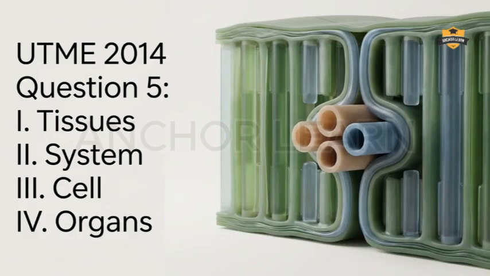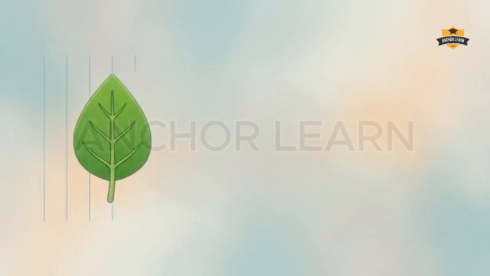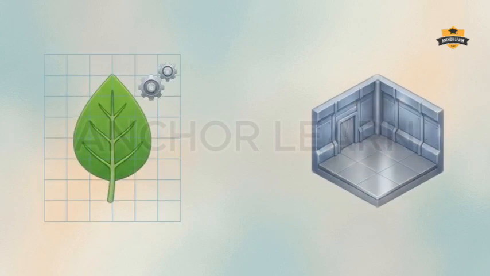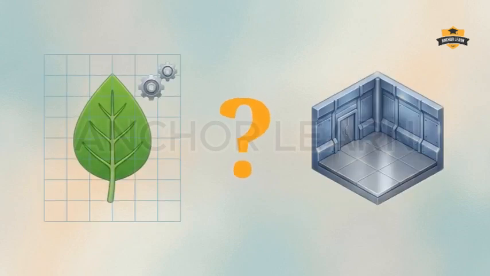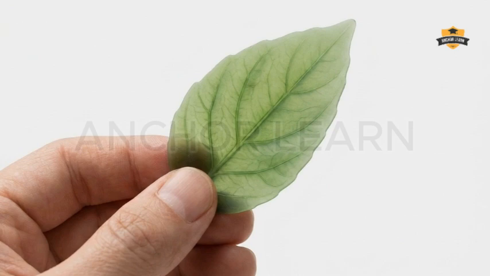Examine this 2014 UTME question. It tests your grasp of organization levels by asking you to classify a leaf into one of 4 categories. Run a design check, Nature Boss. Based on our factory analogy, what is the specific job of the leaf? It's easy to assume it's a tissue because a leaf often appears thin and simple.